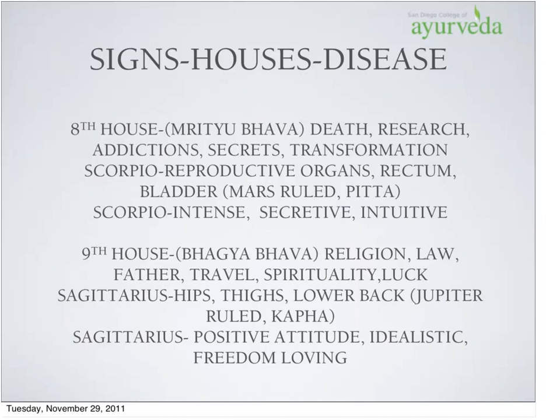Jupiter rules Kapha. Sagittarius is a sign that's very positive and upbeat. It's a fire sign, so you will feel their warmth many times. They're very interested in religion and they're very generous because Jupiter rules the sign of Sagittarius. Again, people with issues in their hips, their thighs, their lower back, this is related to the sign of Sagittarius.